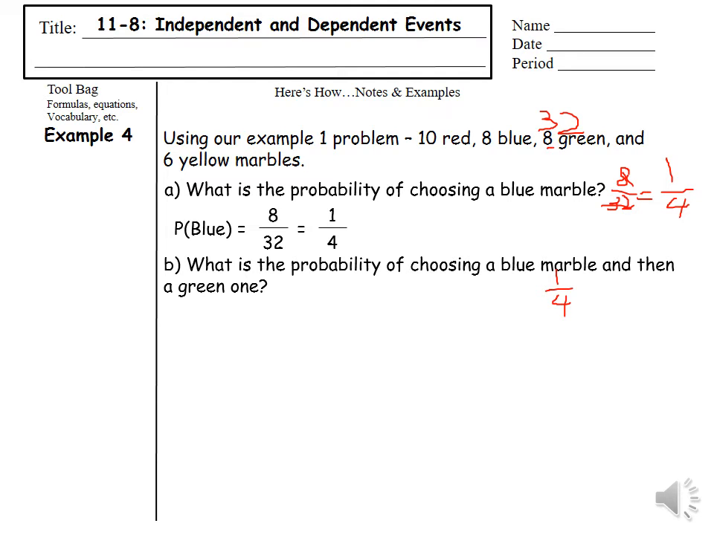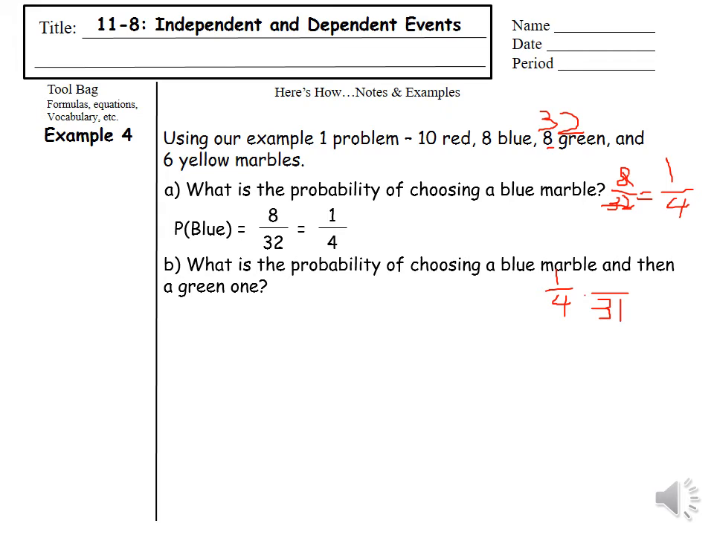But now, does the green one still have the same probability? The green one is 8, right? The total number is 32, so it's also 1 out of 4? Do you also write 1 over 4? No, because you already took one blue marble out. So the total number of marbles is no longer 32. It's reduced by 1, which is 31.